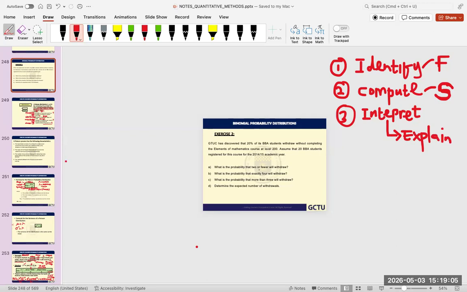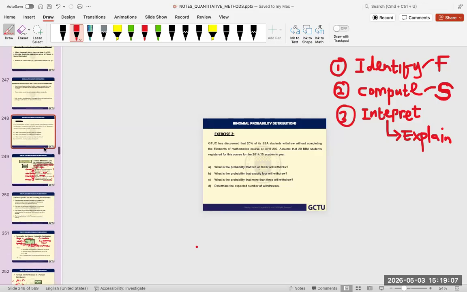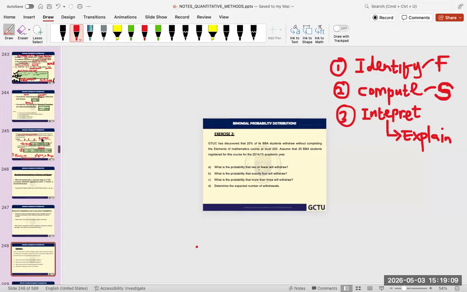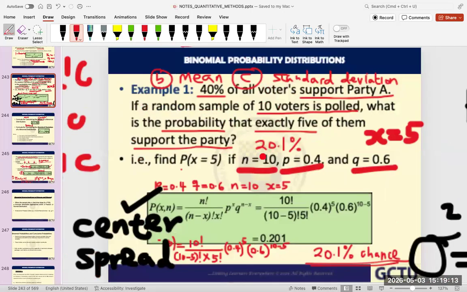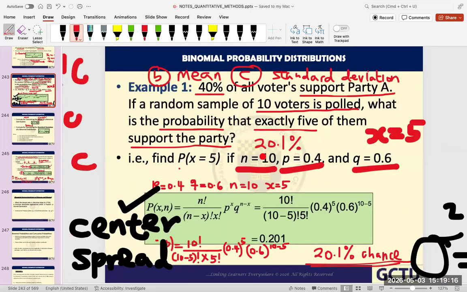And I think we have demonstrated that today by the 2 examples we did. The first example was about some support for a certain party. We ended up getting 20.1%. And we explained it that if 5 people out of the 10 are going to support party A, it will just be 20.1% out of the 5. That's the explanation we gave.